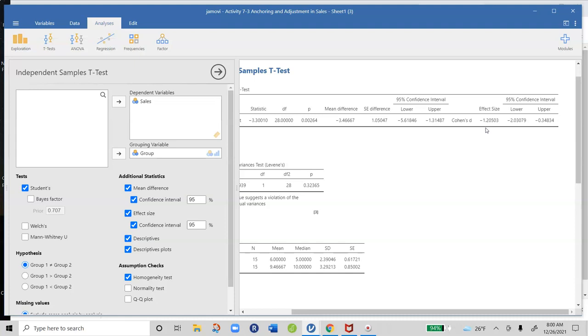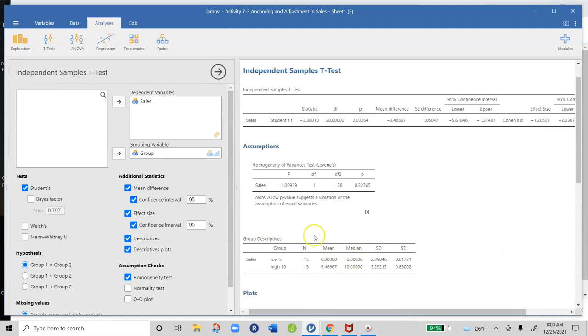Right? Again, a really wide confidence interval. And the reason for this is a very small sample size. Right? In this case, we have 15 people per group, which just isn't a lot of people. If we want a narrower, more precise estimate of those population parameters, we need to have a bigger sample size.